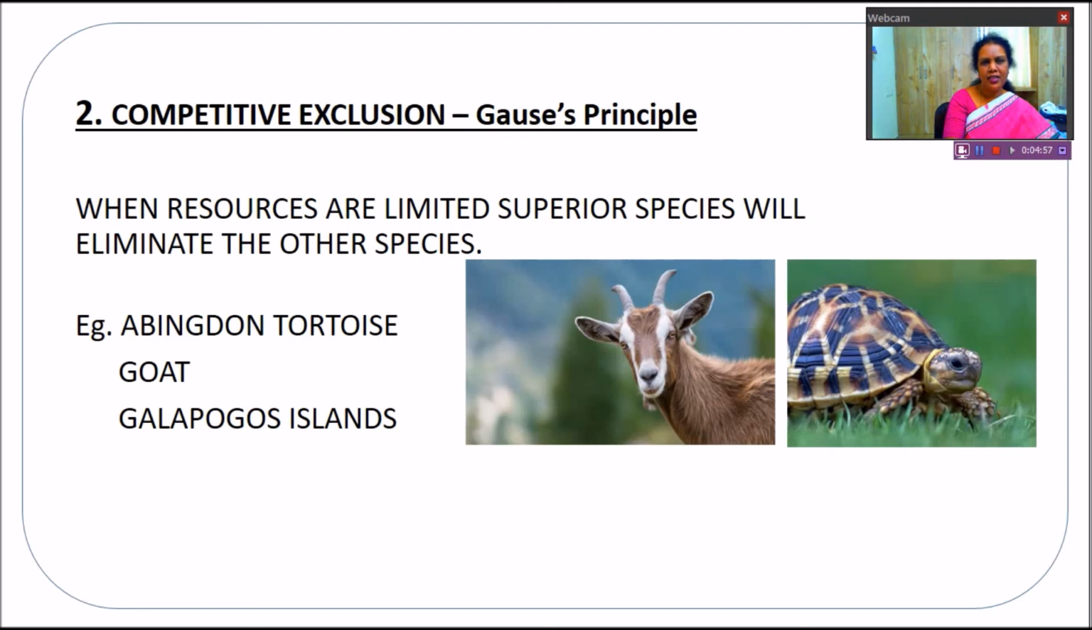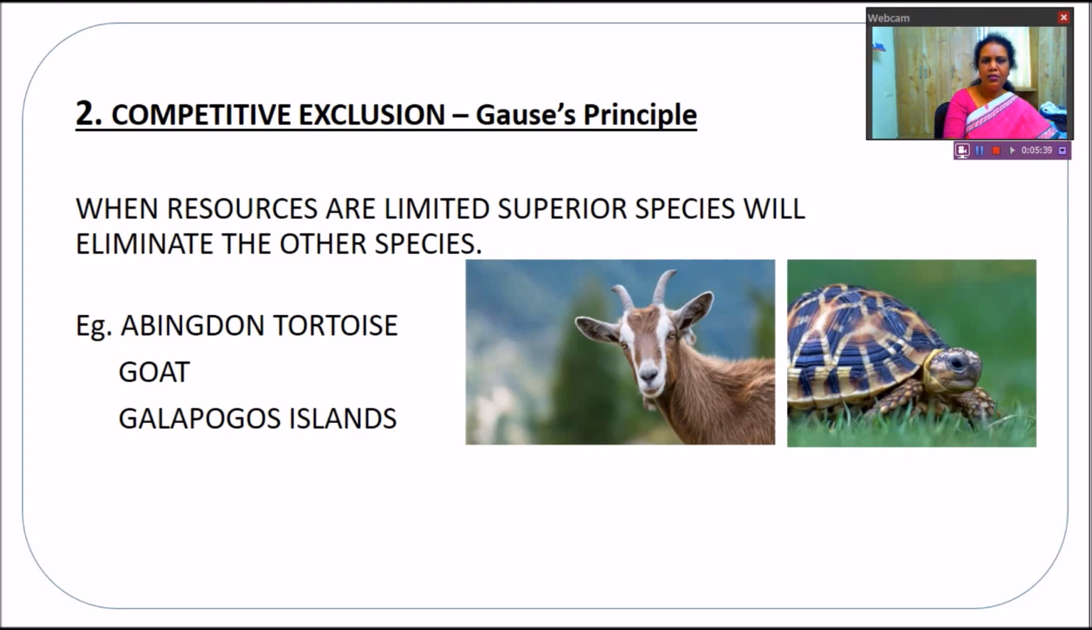Here we can see the example of the abingdon tortoise and goat in the Galapagos Islands. Galapagos Islands are a chain of islands where there were tortoises. All of you know that tortoises eat very slowly. Hare and tortoise story, all of you know it well. So its activities are very slow. When only tortoises were there, they used to feed on the grass which is there. But when goats were introduced, what happened? All the tortoises became extinct because there was no food for them, as the goats are fast eating animals.